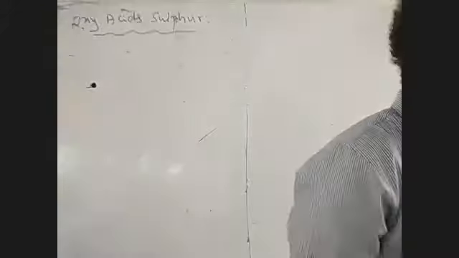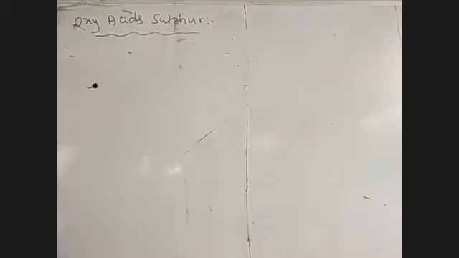In the last class, we were discussing the oxy acids of sulfur. The first is sulfurous acid, H2SO3. The oxidation state of sulfur is taken as +4, and the salts are known as sulfites. It contains one lone pair, sp3 hybridization, and the shape of the molecule is pyramidal.